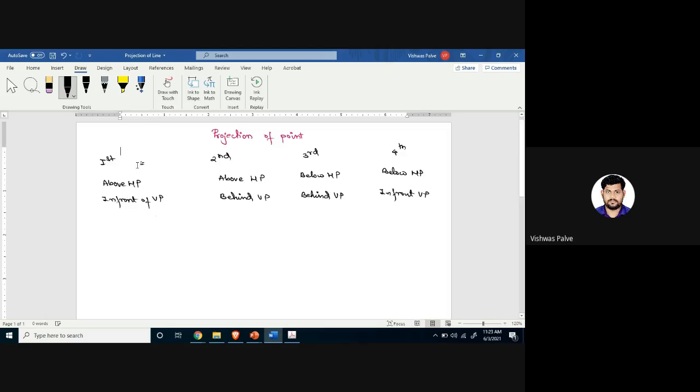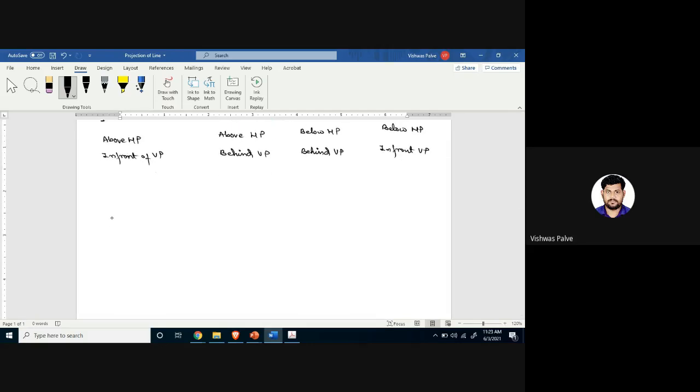So in the first quadrant, if I consider this as the XY line, where is my front view? Above the XY line or below it? In the first quadrant, the front view is above the XY line and the top view is below the XY line. In the second quadrant, the front view and top view both are above the XY line. In the third quadrant, the top view will be above XY and the front view will be below the XY line. And in the fourth quadrant, both the front view as well as the top view will be below the XY line.